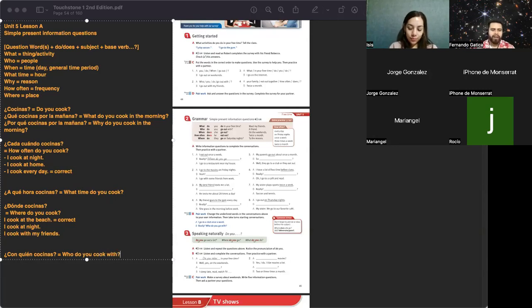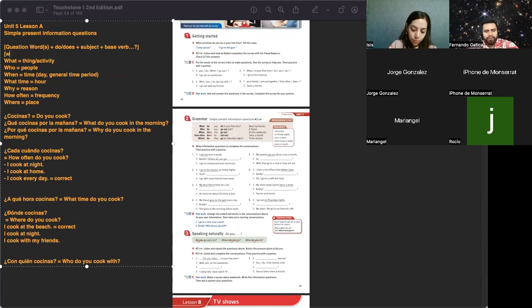Así es. Cuando una pregunta es con quién, es who más do o does más el sujeto más el verbo como base y después with, la palabra with. Who, do, or does, plus subject, plus base verb, plus with. Who do you cook with?